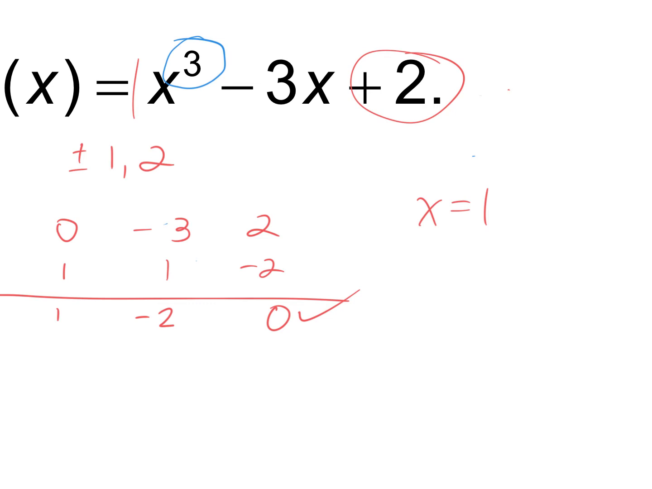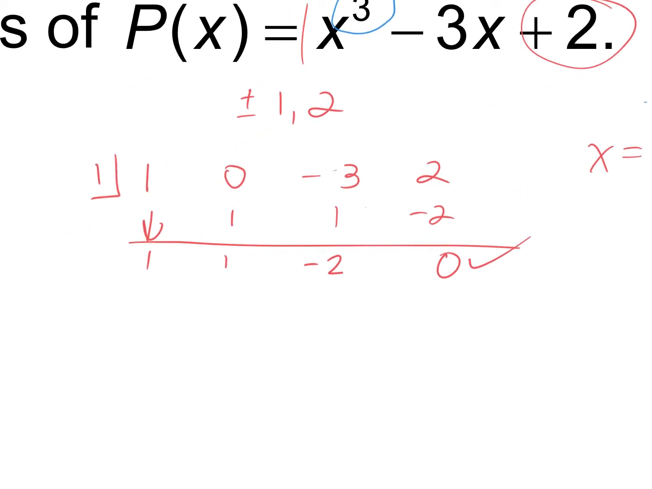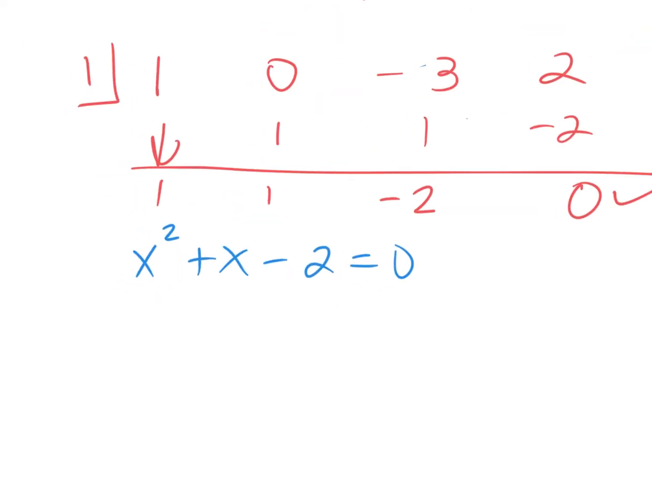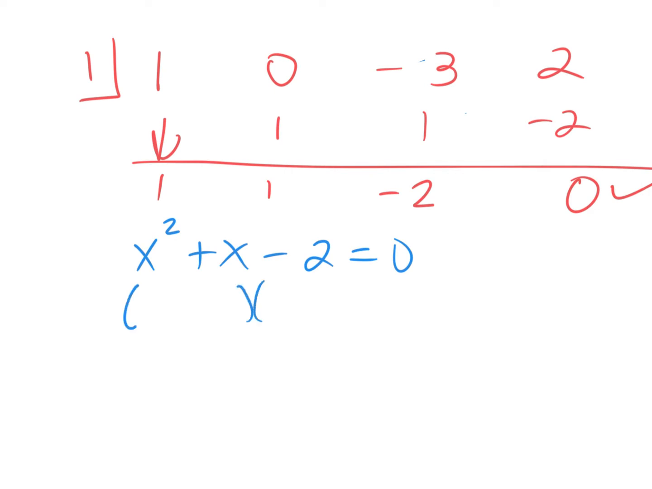I found one of my answers. Now, by doing P over Q and using synthetic division, I have this now as my resulting polynomial. What is this? 1, 1, negative 2. What does that make as a polynomial? X squared plus x minus 2. Can you factor that? Are there factors of negative 2 that multiply to give you negative 2 but add to give you 1? Yep. X plus 2 and x minus 1.